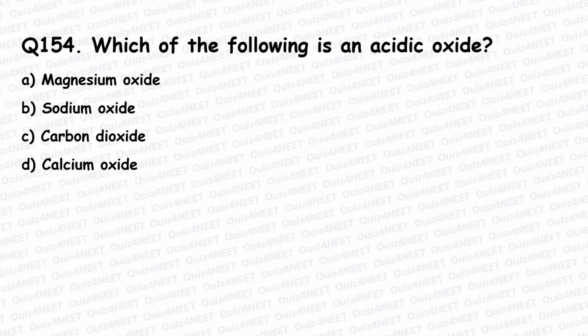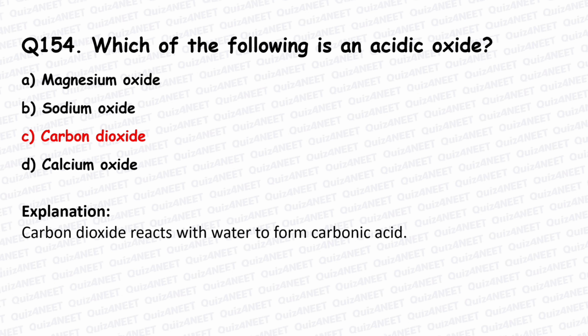Q154. Which of the following is an acidic oxide? A. Magnesium oxide, B. Sodium oxide, C. Carbon dioxide, D. Calcium oxide. Answer C. Carbon dioxide. Carbon dioxide reacts with water to form carbonic acid.